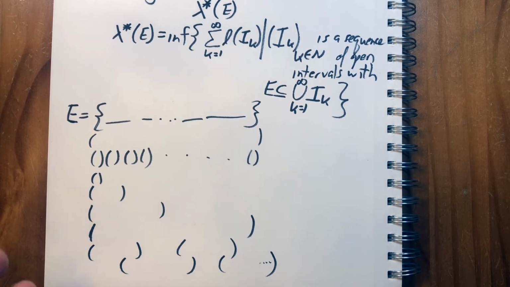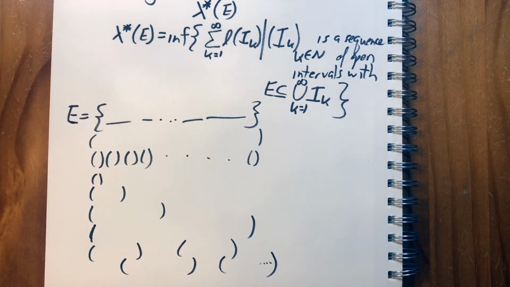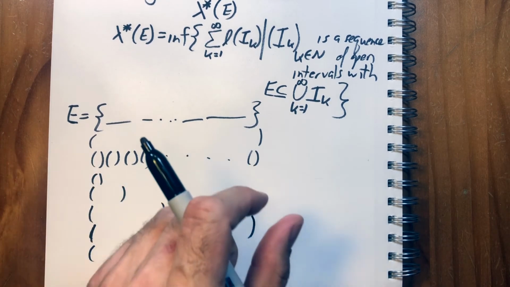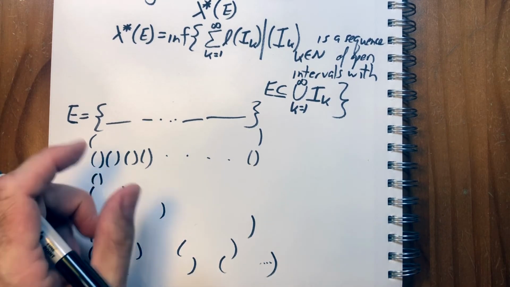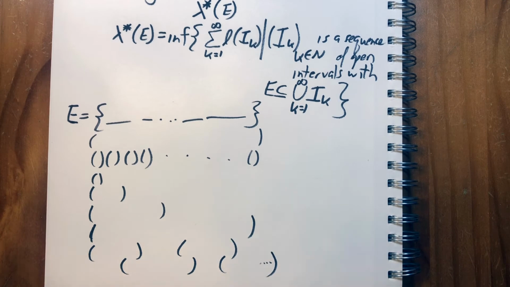So what we're looking for is, out of all the possible coverings of E, the one that fits E the tightest, with the least extra and the least overlap. And that's what the infimum of the sums gives us. In other words, we're looking for the total length of those intervals that fit E the tightest. Okay? That is the Lebesgue outer measure.